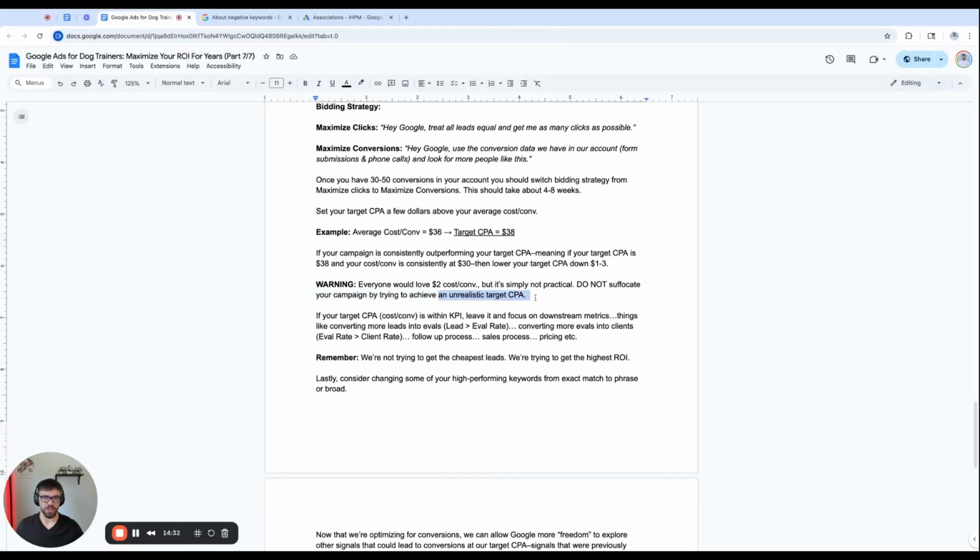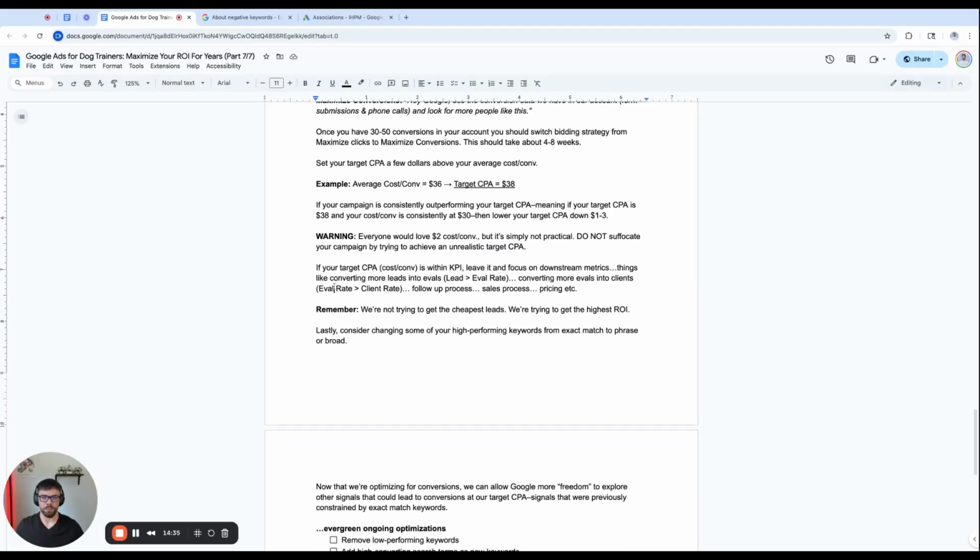Don't try to achieve an unrealistic target CPA. If your target CPA, cost per conversion, is within KPI, which is typically going to be around anywhere from $20 to $75, leave it and focus on downstream metrics. Things like converting more leads into evals, your lead to eval rate, converting more evals into clients, your eval to client rate, your follow-up process, your sales process, pricing, etc.